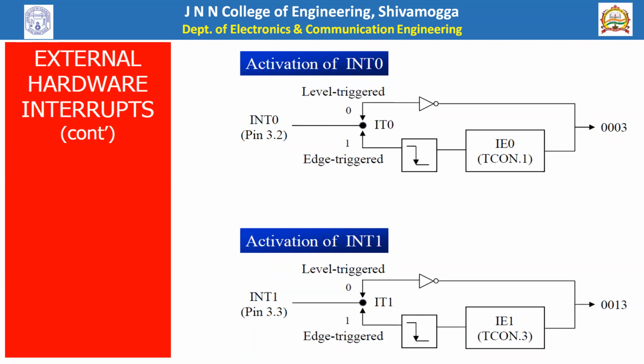So interrupt 0 and interrupt 1 can be triggered or enabled in two ways. What is the first way? First way is level trigger. The other one is edge trigger.